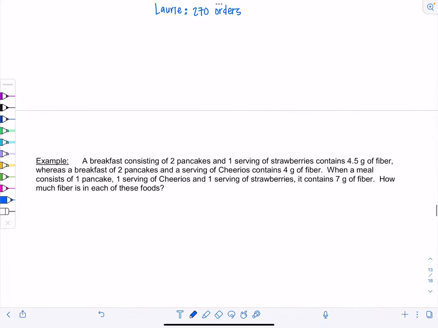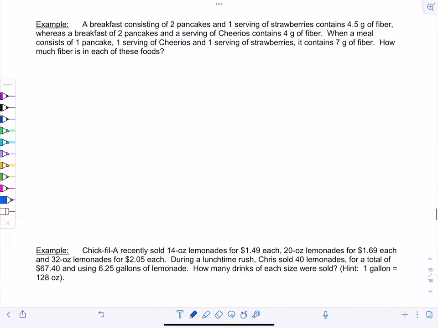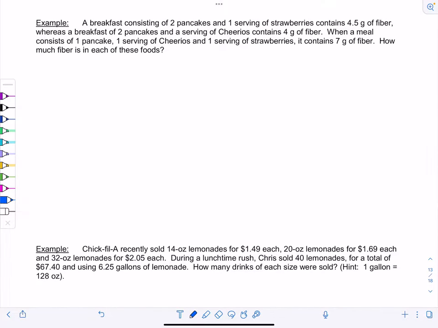Let's look at two more. It's really all in the setup, so that's what I'm focusing on here. Okay, a breakfast consisting of two pancakes and one serving of strawberries contains 4.5 grams of fiber, whereas a breakfast of two pancakes and a serving of Cheerios contains 4 grams of fiber. They tell you to read the word problem slowly in most books, but I like to just read it fast to get a feel for what's going on, and then I'll reread it slowly.